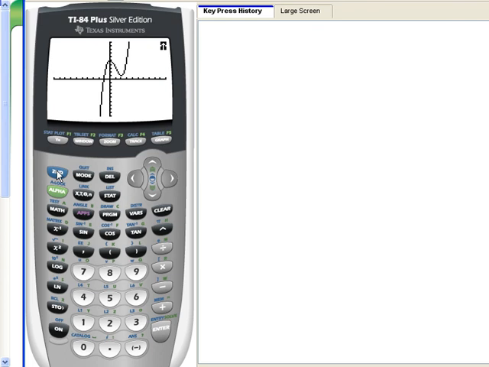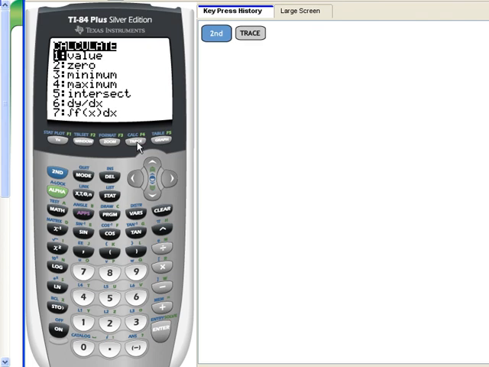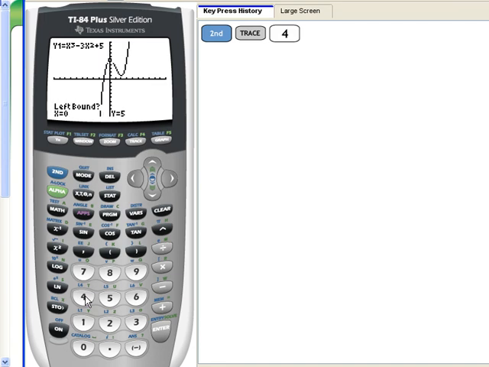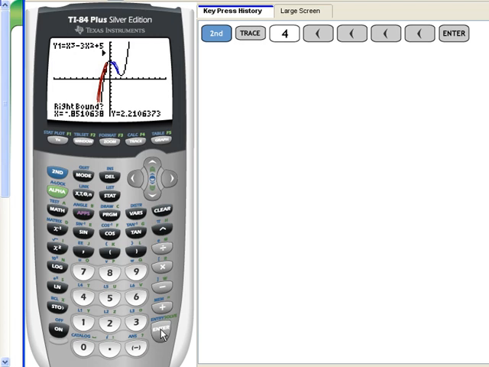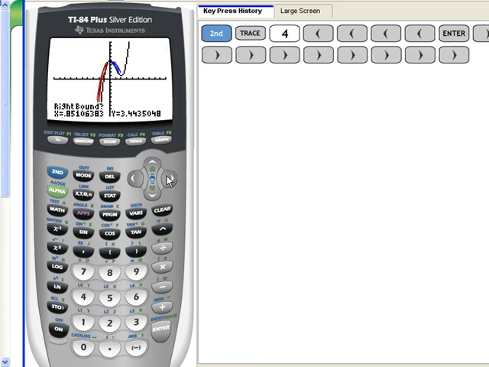So we are going to press second trace. And let's find the maximum first, which was number 4. So it says left bound. That means I need to go anywhere on the left side of it over here. So I'm going to press the over key, just a couple, and hit enter. Now it changes to the right bound. So I need to go right of the maximum, right in that section right there. So I go over just a little bit. Doesn't need to be too far. Hit enter.